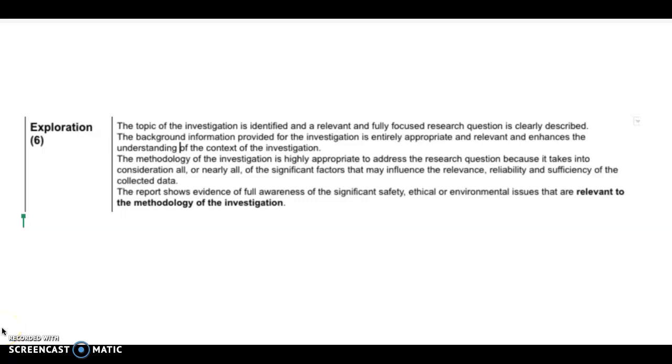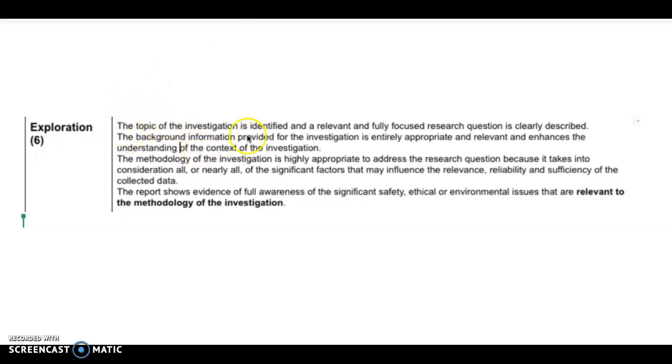The second section of the IA is the exploration, and that's worth 6 marks. You need to do the following. The topic of the investigation must be identified, and a relevant and fully focused research question has to clearly be described. Now, I'll go into the particulars of that in a moment.